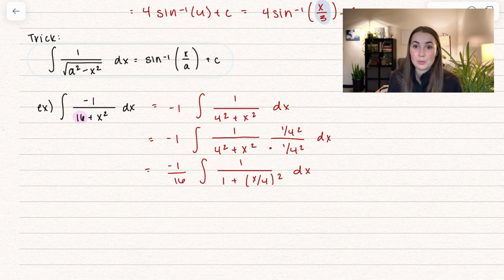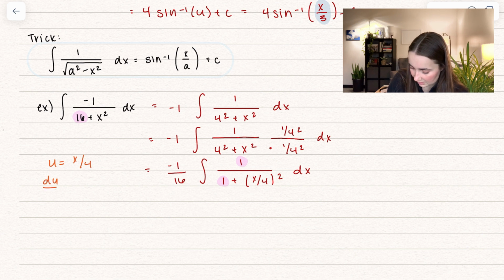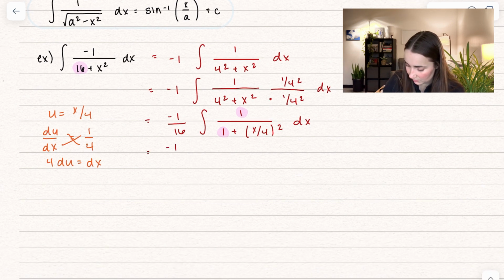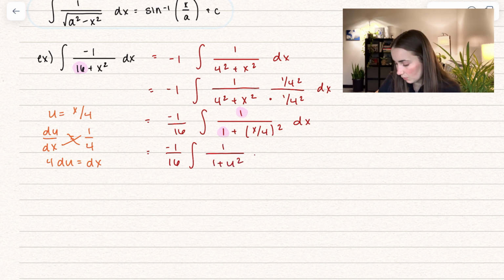So this tells us what we're going to set u equal to, because we have our 1 right here, and we have a 1 right here, so we're pretty happy. We're going to go ahead and set u equal to x divided by 4. So du dx, when I take the derivative of both sides, is equal to 1/4, and we can go ahead and cross multiply. So I get 4 du is equal to dx. So let's go ahead and fill in all those parts here. I get -1 over 16 times the integral. That 1 stays the same, and we get 1 plus u squared times 4 du. So notice what cancels here.